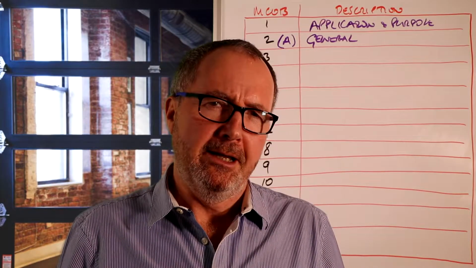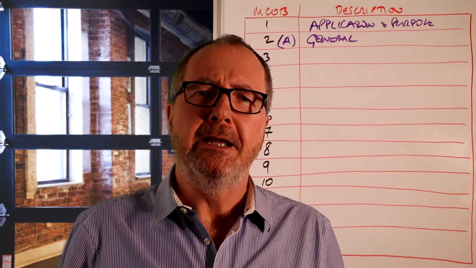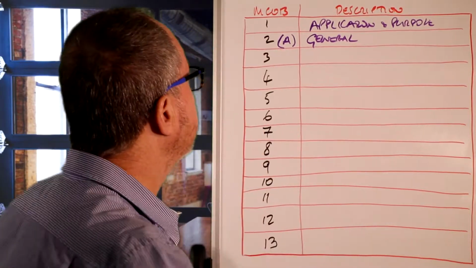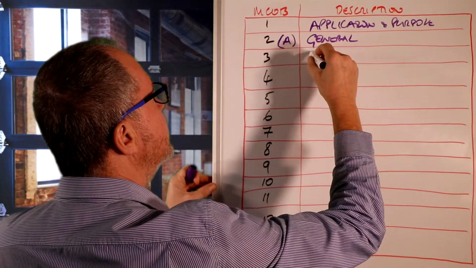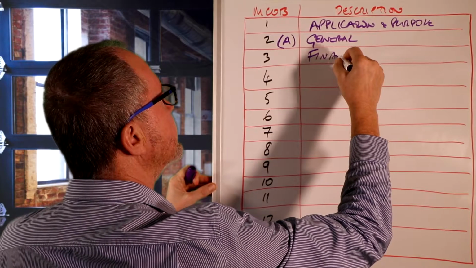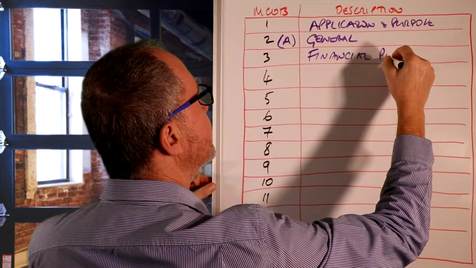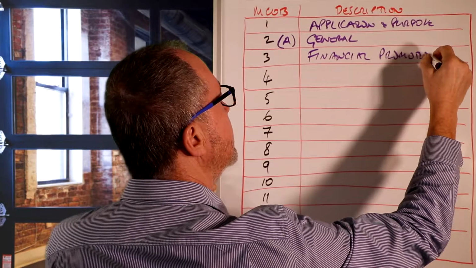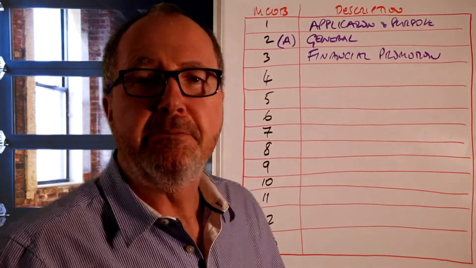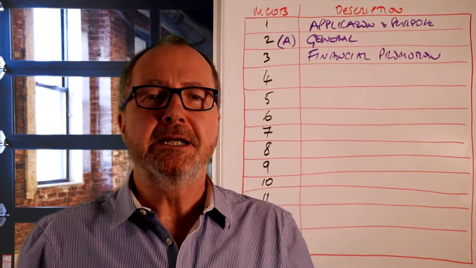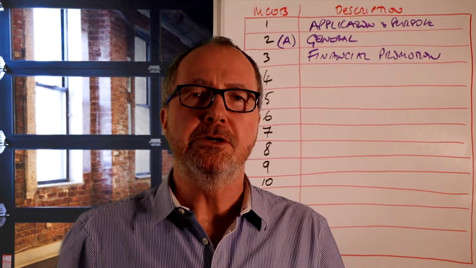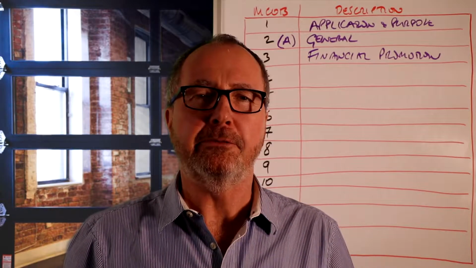MCOB 3 is a big one as well. MCOB 3 is financial promotions. This is a huge one, really. You need to get to know that one. Financial promotions and all the rules about advertising and prospecting for business and communicating with customers. Again, there's an MCOB 3A, which looks at the MCD side of things as well.